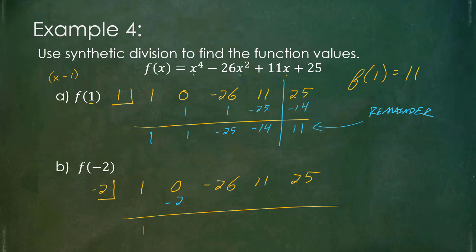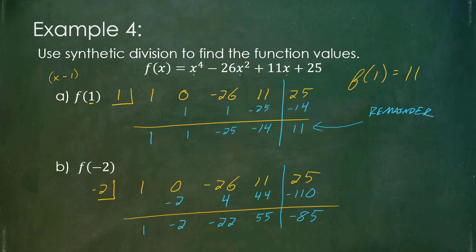So 1 times negative 2, negative 2. 0 plus negative 2 is negative 2. Negative 2 times negative 2 is positive 4. Negative 26 plus 4 would be a negative 22. Negative 22 times a negative 2 would be a positive 44. And 44 plus 11 would be 55. And 55 times a negative 2, that would be a negative 110. And 25 take away 110 would give me a negative 85.